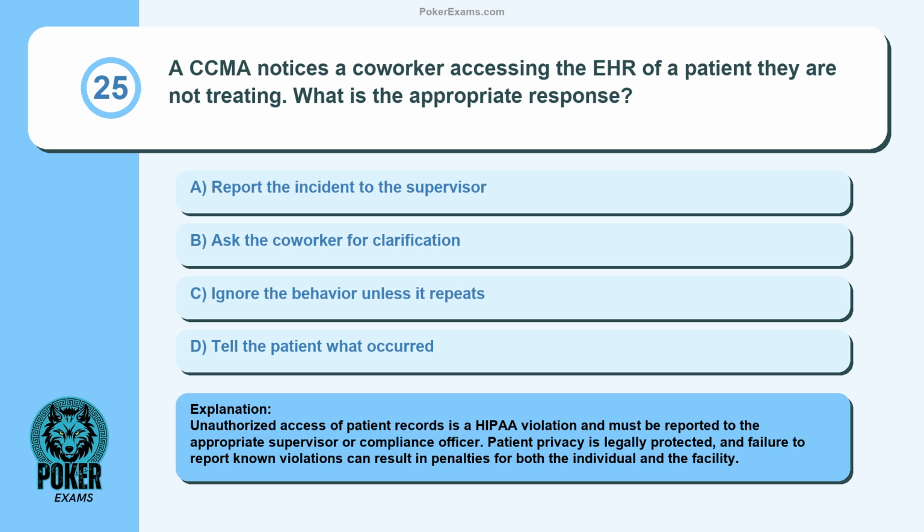Unauthorized access of patient records is a HIPAA violation and must be reported to the appropriate supervisor or compliance officer. Patient privacy is legally protected, and failure to report known violations can result in penalties for both the individual and the facility.